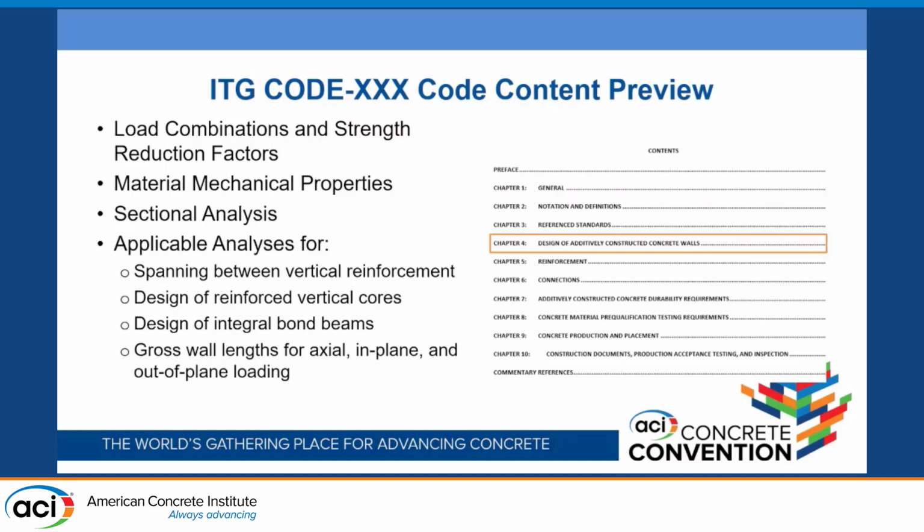Chapter 4 is our big design chapter. This is where we have spent most of our discussion time as an ITG. It gives you the mechanical properties, how to find them with your material, and then how to design with them. It gives load combinations, strength reduction factors, and analyses for spanning between vertical reinforcement, designing those cores, design of bond beams or lintels. Folks have different terminology for those elements as well, and then dealing with your axial in-plane and out-of-plane loading.